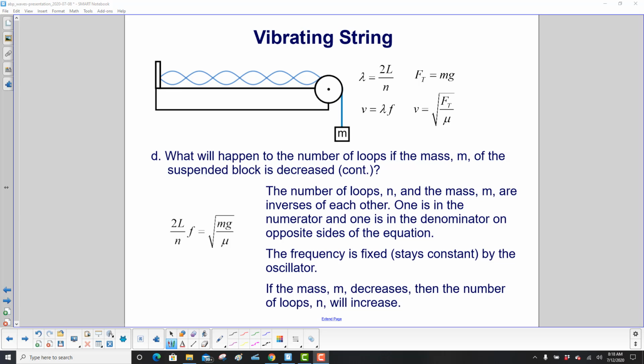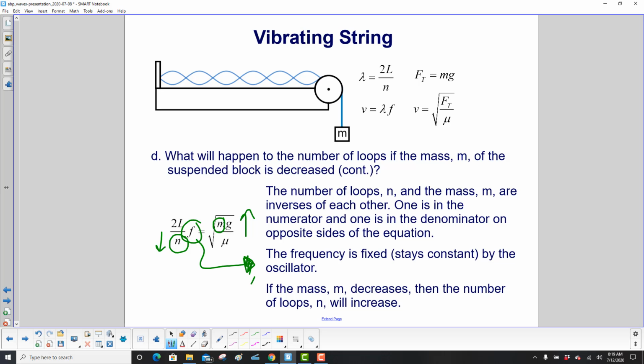Now we're changing the mass, and let's circle that. That's over here. And we want to find out what happens to the number of loops. Well, they are inverses of each other. One is in the numerator and the other is in the denominator on opposite sides of the equation. So if you, for example, increase m, you would have to decrease n, so these equations would stay the same. So they're inverses. And then you're going to say, well, how about this frequency? Well, fortunately, that's fixed. The oscillator is putting out a constant frequency.